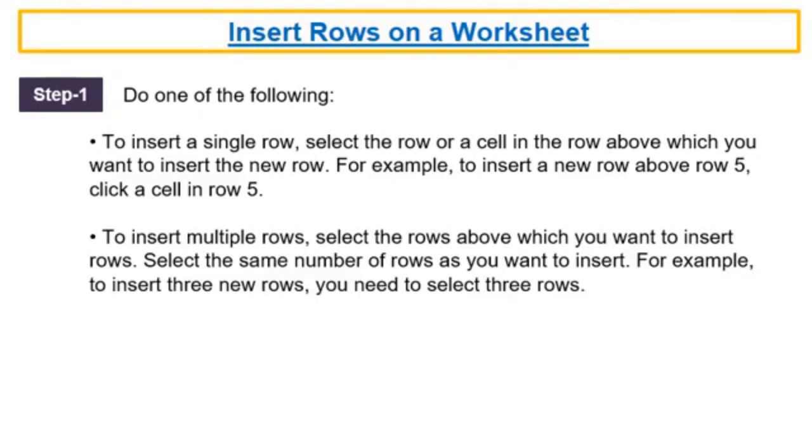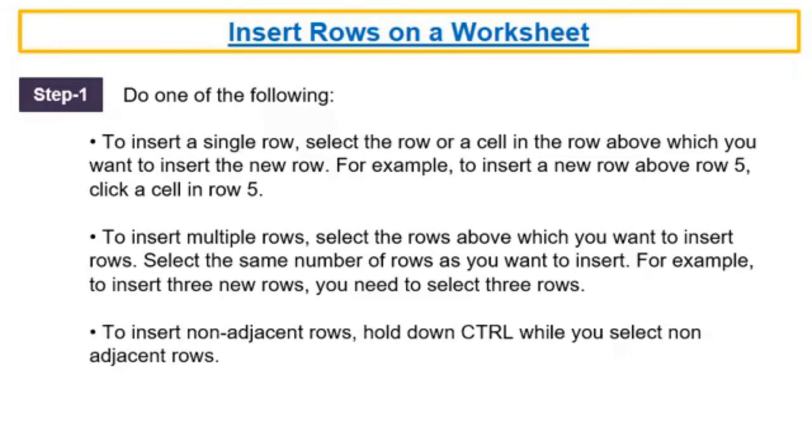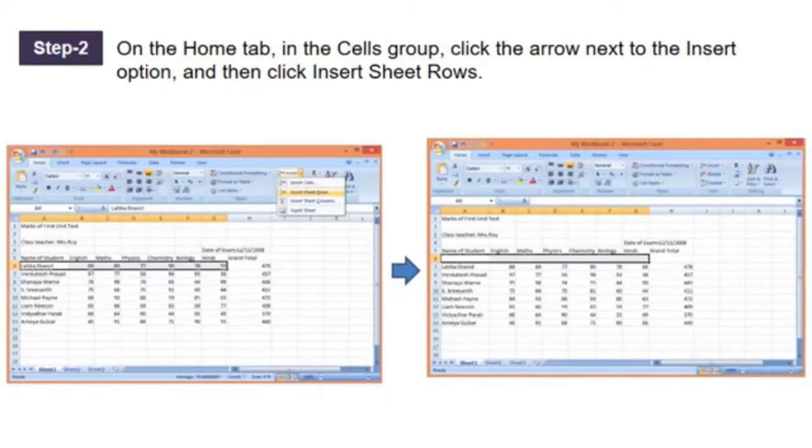Select the same number of rows as you want to insert. For example, to insert 3 new rows, you need to select 3 rows. To insert non-adjacent rows, hold down the Ctrl key while you select non-adjacent rows. Step 2. On the Home tab in the Cells group, click the arrow next to the Insert option and then click Insert Sheet Rows.